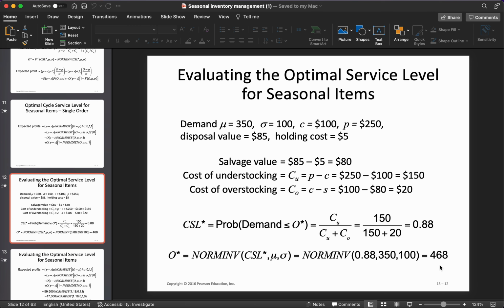Now using that, we will calculate the optimal order quantity. Because we assume that demand follows a normal distribution, we have to figure out how many items I should order so that my cycle service level becomes 88%. 88% is the probability that you'll be able to satisfy customer demand. With that probability, we will calculate back, using the mean and standard deviation, the value of the optimal order quantity. That will turn out to be 468 items, right?